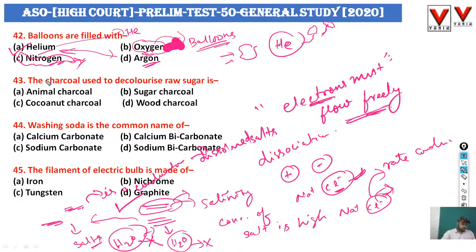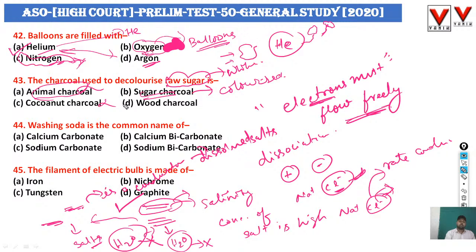Next is question number 43. The charcoal used to decolorize raw sugar. The charcoal we add to the raw sugar to make it white, to decolorize it, is actually not animal charcoal. Animal charcoal we do not use at all. Sugar charcoal, if you add it, will never decolorize; it will get colored to black.